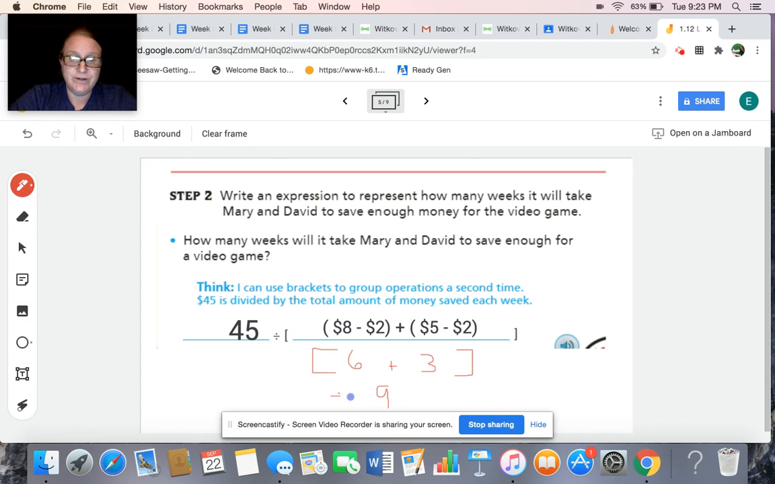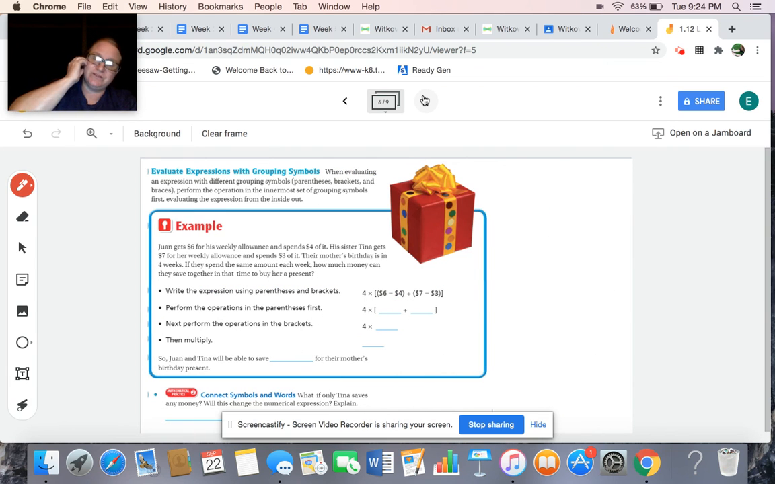Now we can divide 45 by 9. And 45 divided by 9 is 6. No, not 6, 5. Pull it together. 9 times 5 is 45. So 45 divided by 9 is 5. So it would take them 5 weeks to save $45 to get that video game. It's a pretty accurate price. No, some video games are even more expensive than that.